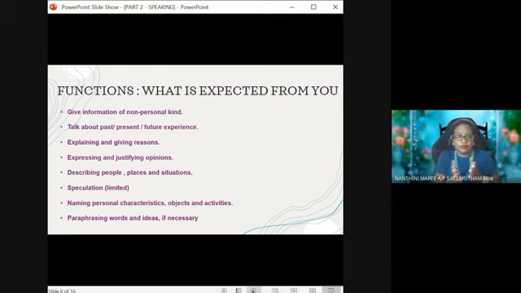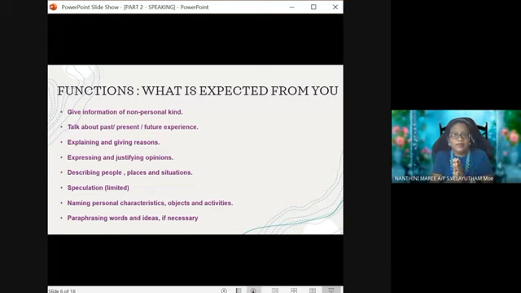You can also give your own ideas. So this is what is expected from you: your personal response. Why you chose something? Give reasons. To be able to describe people, places, and situations. So start preparing from now. You have time to prepare.